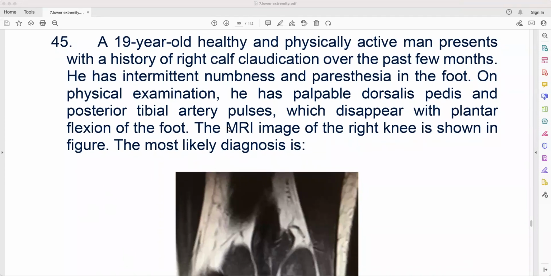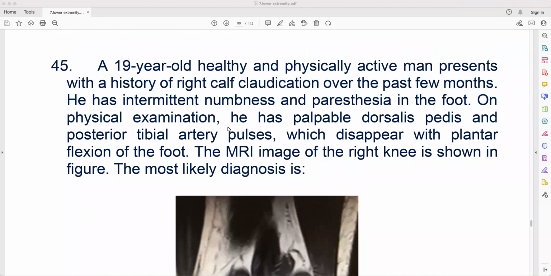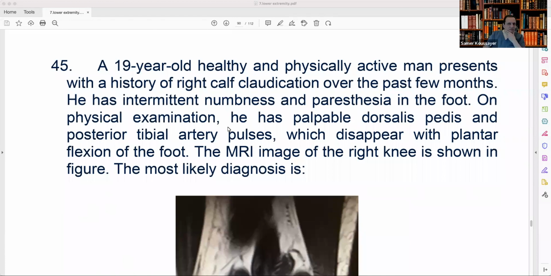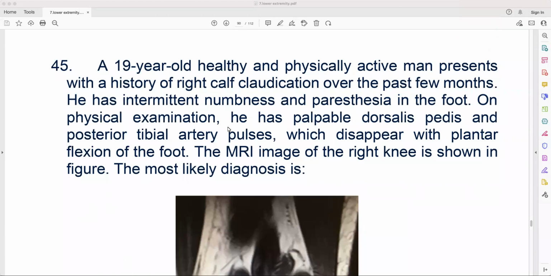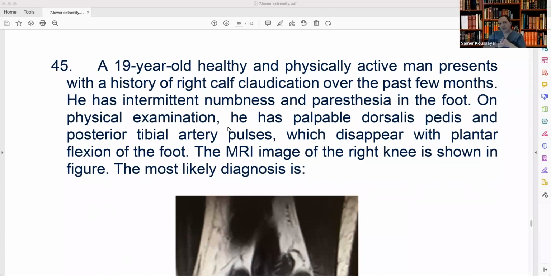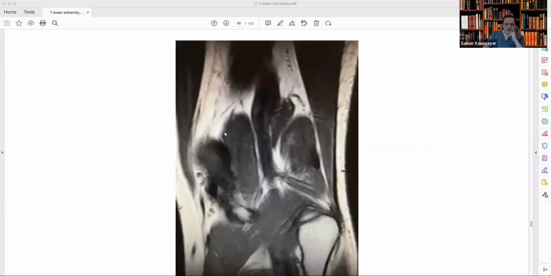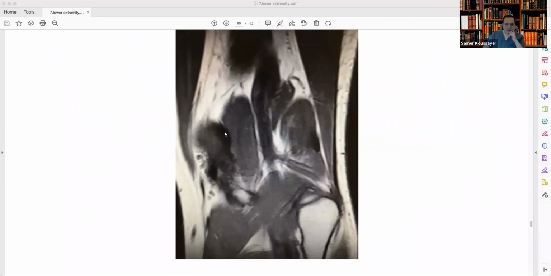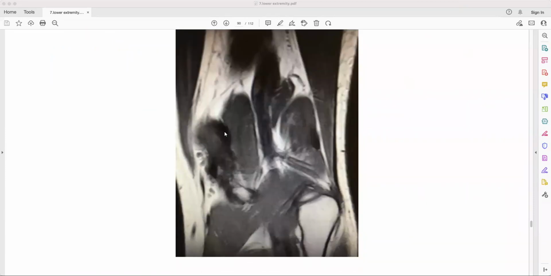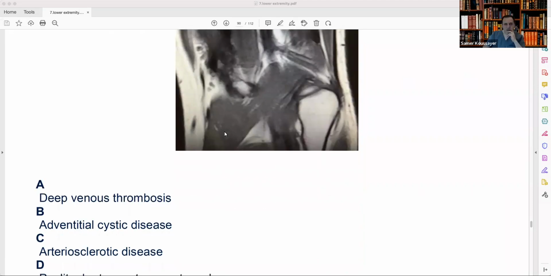The most likely diagnosis, I think we are talking about entrapment or chronic compartment syndrome. I always ask, I don't know how many questions you get about this. I think this is maybe the fourth or fifth question we've had about entrapment syndrome. The moment you see a young, healthy, active person with intermittent claudication, this is the first thing you need to think about. To make it very easy, and with the MRI, you need a good MRI. So your diagnosis will be entrapment syndrome, medial gastrocnemius, correct?